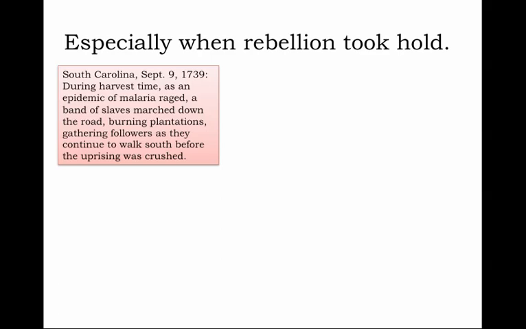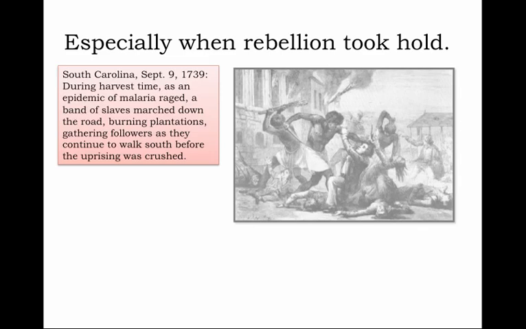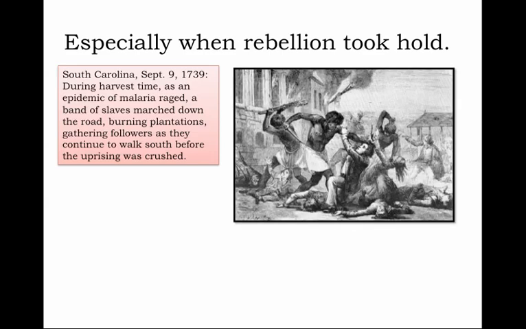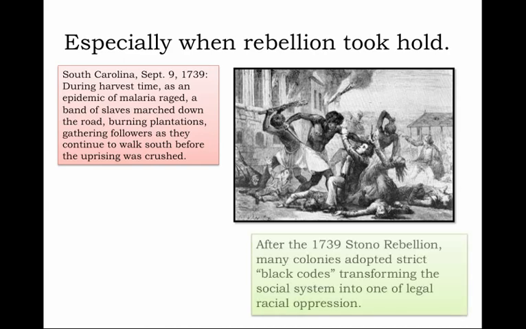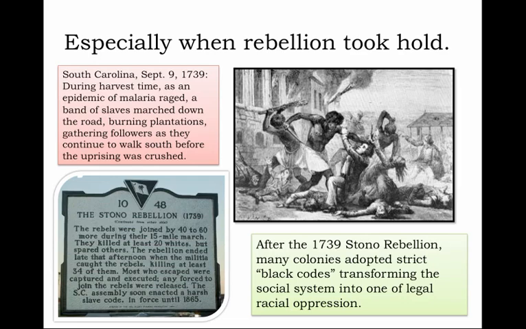South Carolina, September 9th of 1739, was during the harvest time. As an epidemic of malaria raged, a band of slaves marched down the road, burning plantations, gathering followers as they continued to walk south before their uprising was crushed. What came to be known as the Stono Rebellion of 1739 prompted many colonies to adopt strict so-called black codes, transforming the social system of slavery into one of legal racial oppression. To this day in Carolina, historical markers bear witness to the Stono Rebellion.